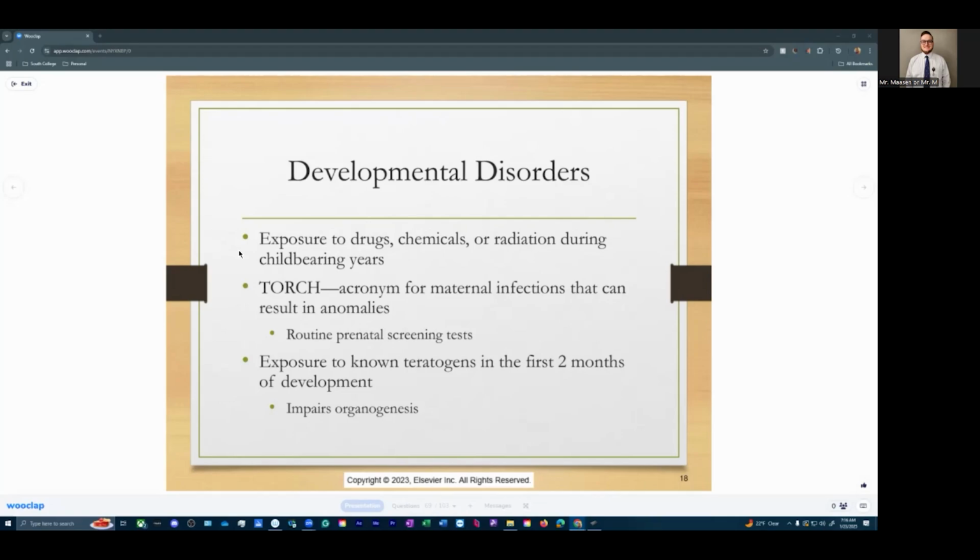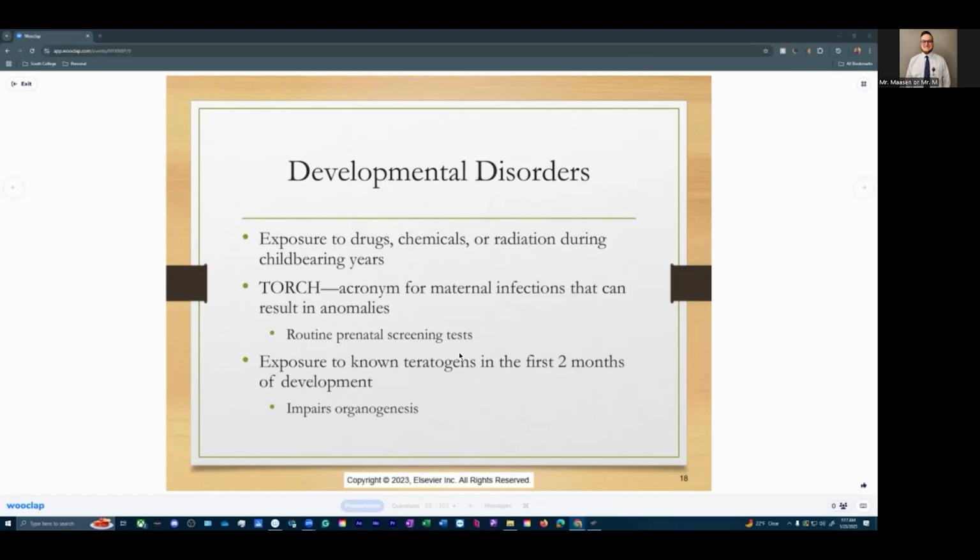TORCH is just a diagnostic tool. You don't have to necessarily know the acronym, but it's toxoplasmosis, other, which would include hepatitis B, mumps, rubella, varicella, gonorrhea, syphilis, cytomegalovirus, and herpes. That's not a need to know. It's kind of nice to know, but it's just an acronym to help predict infections and screen for them because they can lead to genetic disorders.